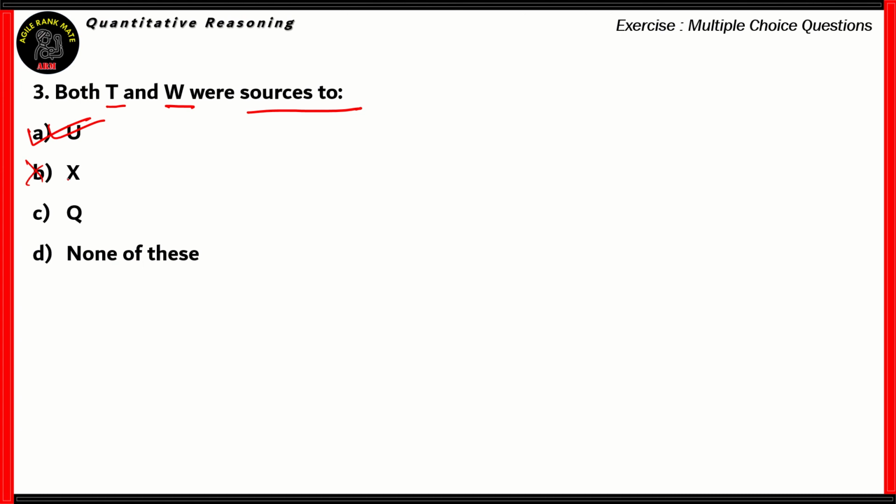Option B, X, is incorrect because the sources for X were S as well as T. If you look at Q, its sources were T and V. And none of these is incorrect because we know that U has T and W. So therefore, option A, U, turns out to be the right option.